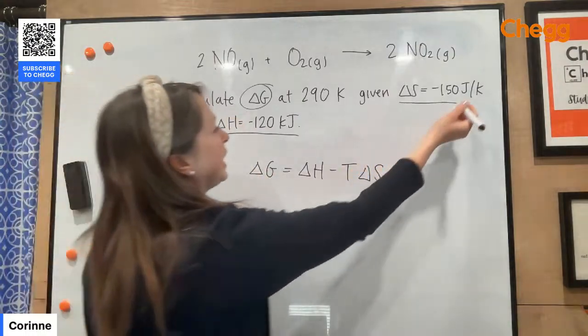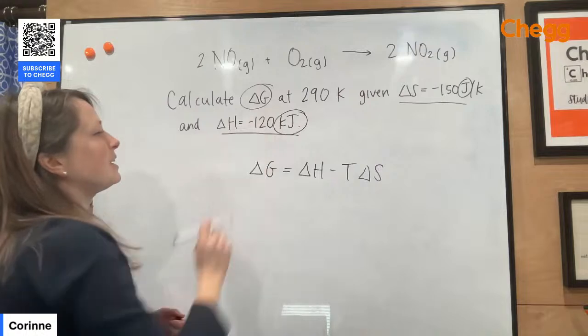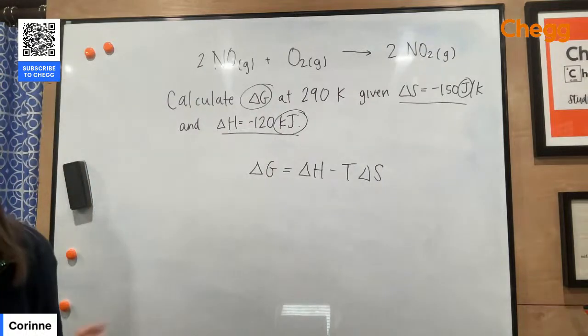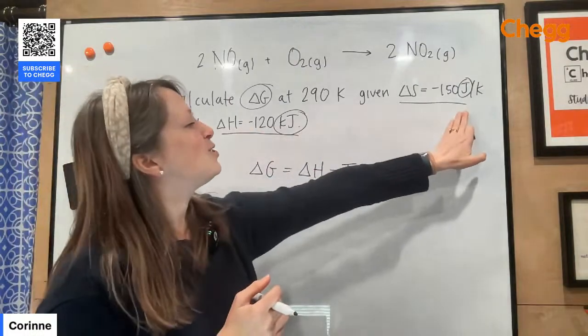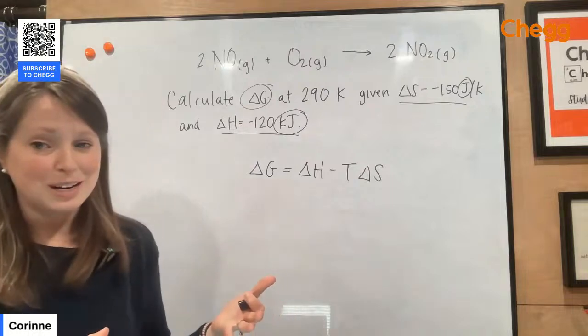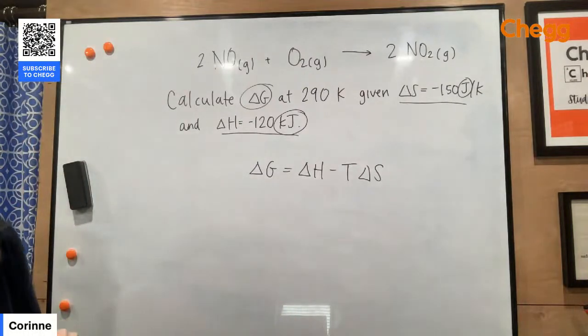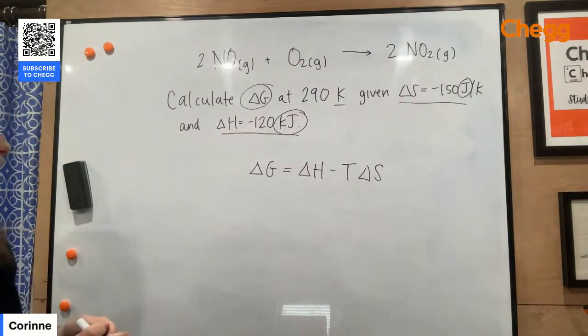With this, you want to make sure all of your units match up. Right away, I'm noticing I have a difference. Entropy is typically given in joules and enthalpy is given in kilojoules. So just make sure to switch one or the other. I typically switch this one into kilojoules, but it doesn't really matter as long as everything matches up. Your temperature, in this case, is given in Kelvin already, so I don't have to do that conversion. That makes it a little bit easier.